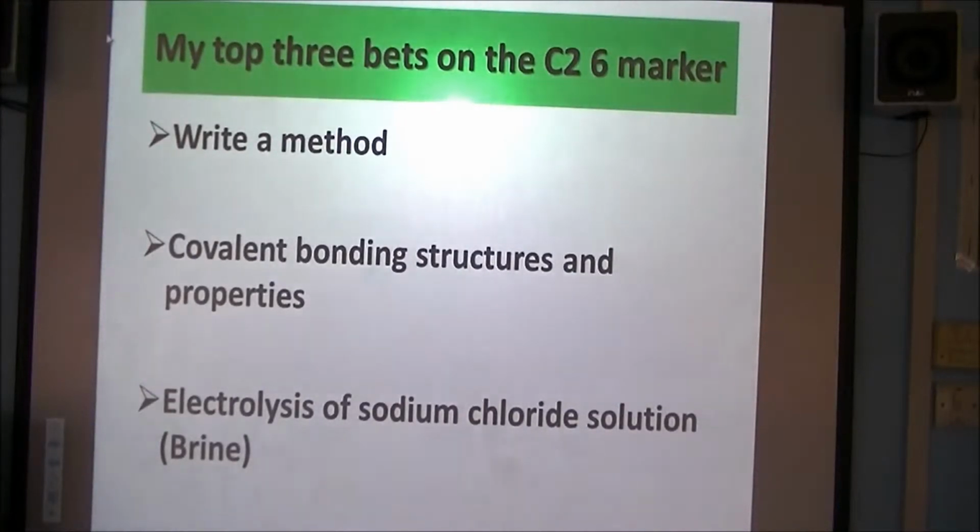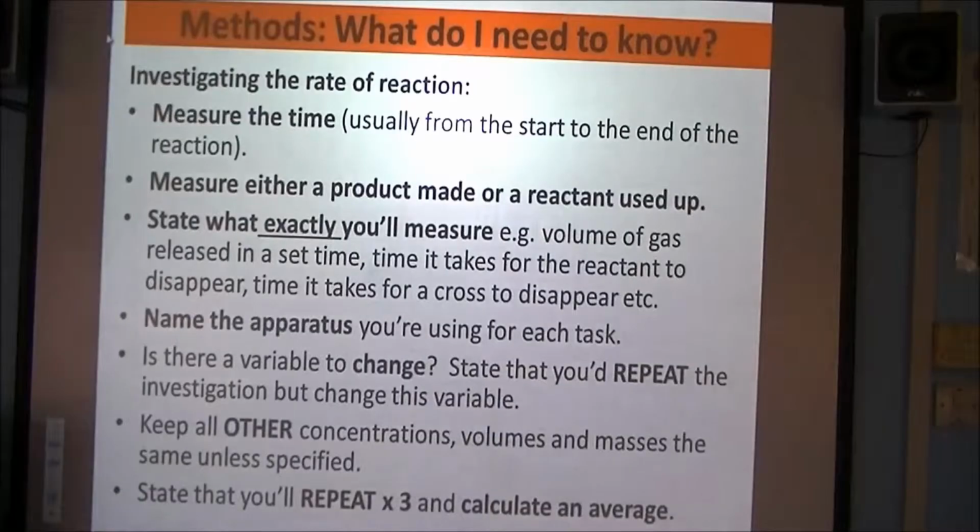So, writing a method. What are we going to have to do if that's our question? First of all, there are 2 different types of methods that you could be asked to write. The first type of method will be an investigation, probably into the rate of a reaction, so the speed that a reaction is happening. Because it's an investigation, there is going to be an independent variable, something that you are going to need to change. And including words like independent variable and knowing what they mean is always going to put you into that top bracket of trying to get 6 out of 6 marks.